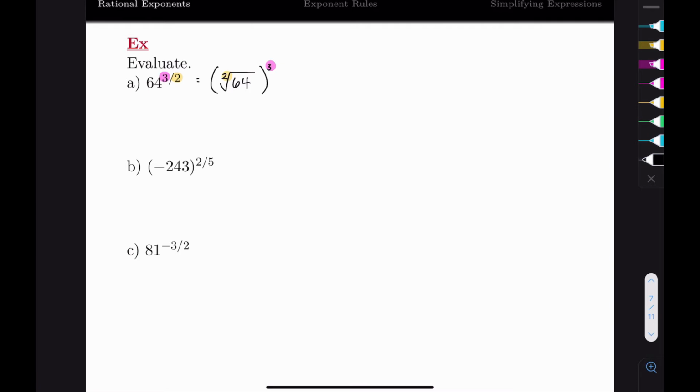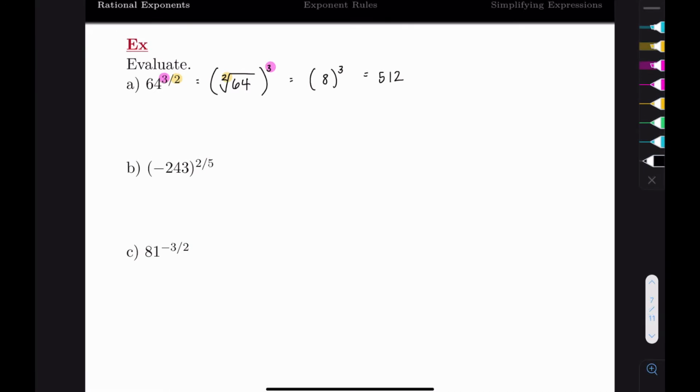We could have instead put the 3 on the inside and not worried about that here, but doing 64 to the 3rd power would be absolutely atrocious. So that's why we'll take care of that afterwards. And now the inside we can actually do, the square root of 64 is 8, and then we raise it to the 3rd power. So if you do 8 times 8 times 8, you'll see that will be 512.